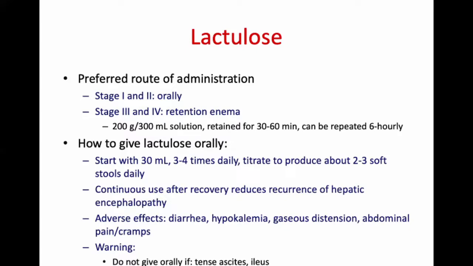Continuous use after recovery reduces recurrence of hepatic encephalopathy. So therefore, we send the patient home on lactulose as well. However, be sure to check the sodium and potassium levels when the patient comes back to the clinic, because otherwise next time they get hepatic encephalopathy because of the hypokalemia. The adverse effects are diarrhea, hypokalemia, gaseous distension, and abdominal pain and cramps. Don't give it orally if there are ascites or ileus, and try to avoid it orally if there's spontaneous bacterial peritonitis or stage 3 and 4 hepatic encephalopathy.